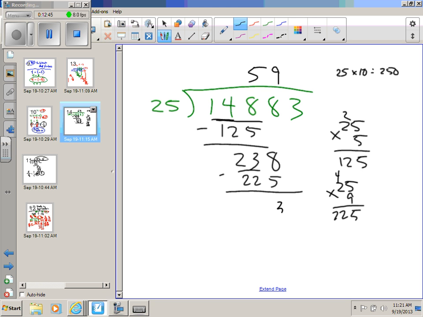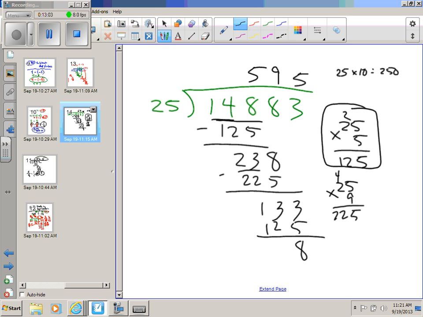Subtract, 3 and 133. Well, good thing I just did this one. 25 times 5, and I'm glad that I kept my work in a place that's accessible to me, because I see that 5 is going to be exactly what I need. So the 595, remainder 8, is what we'd be looking at.